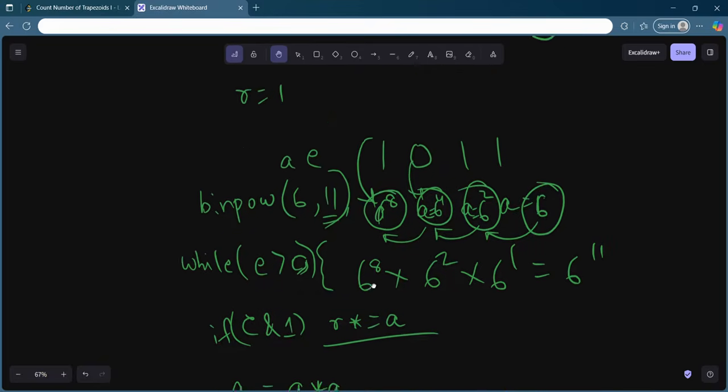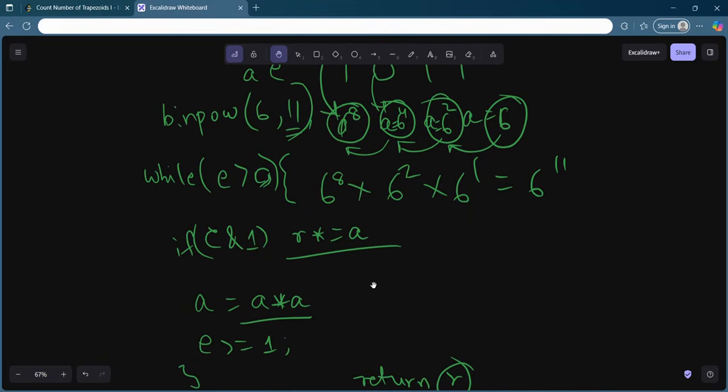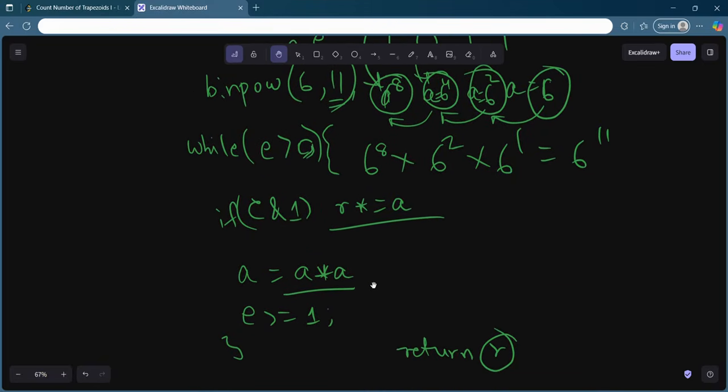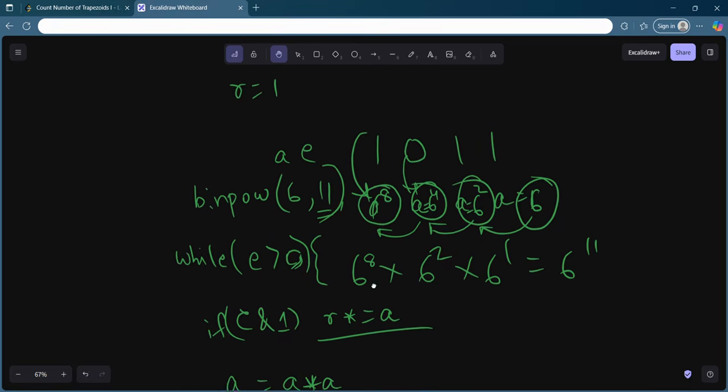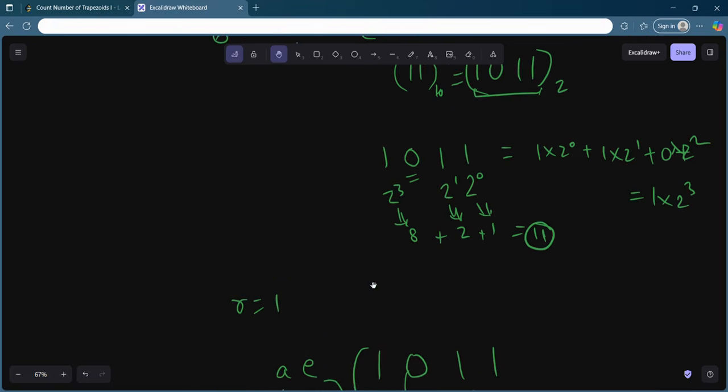Okay, so I hope this binary exponentiation is very clear. If it is still not clear, you can just go through and search for it on the web. I hope this is clear only.